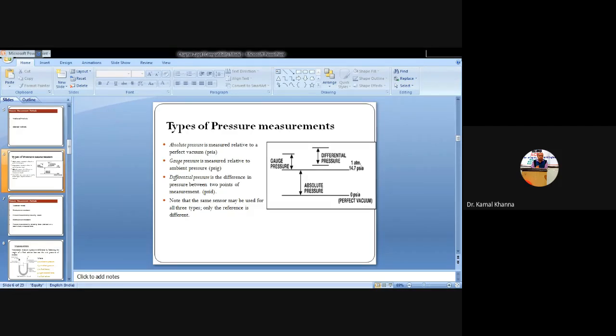The next one is gauge pressure. It is related to the ambient pressure, and instruments or gauges used to measure fluid pressure generally measure the difference between the unknown pressure and the existing atmospheric pressure. So you can define gauge pressure as the pressure which is measured with the help of a pressure measuring instrument. Like you are measuring the blood pressure of a patient.